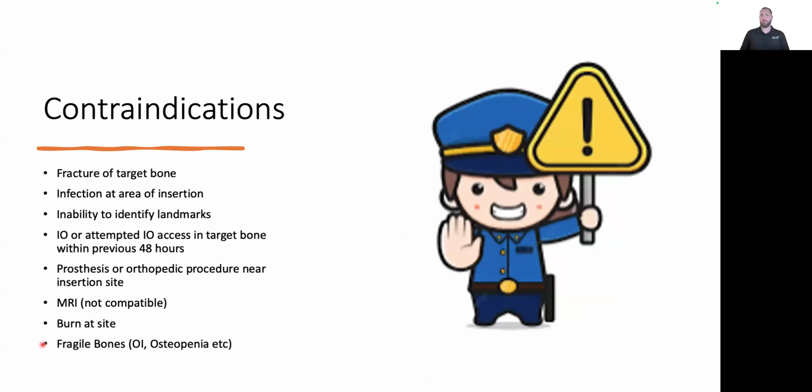Now, contraindications to intraosseous placement are going to be a fracture at the bone site, relative infection as a relative contraindication, inability to identify the bony landmarks, or if you've had an IO attempt in that specific area within the last 48 hours. Obviously, these are not going to be MRI compatible. And if you have a patient with something like osteogenesis imperfecta, this is not going to be the best option for this patient either.